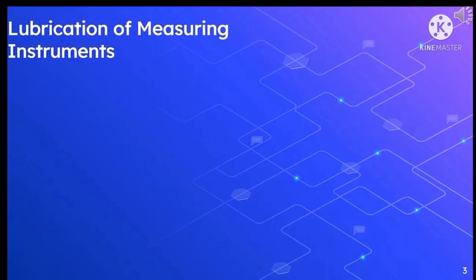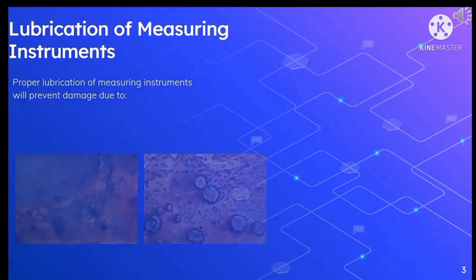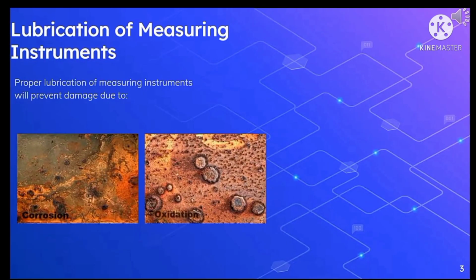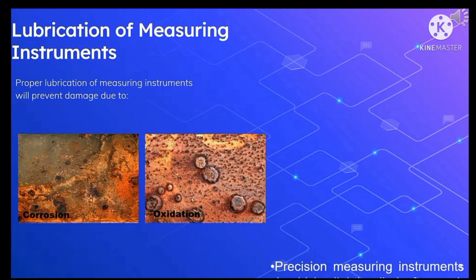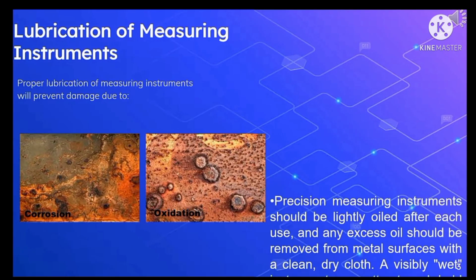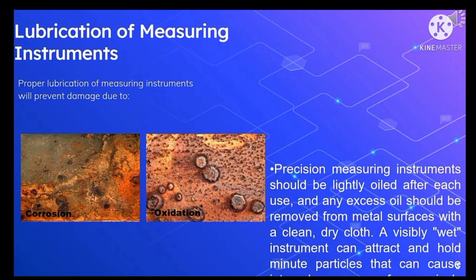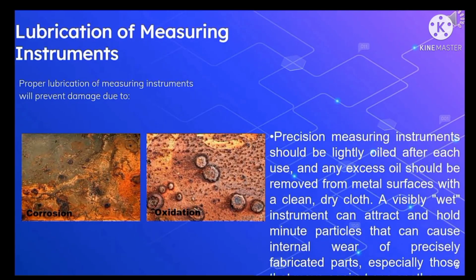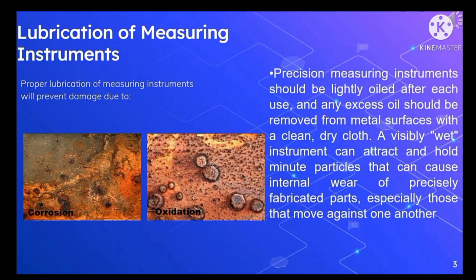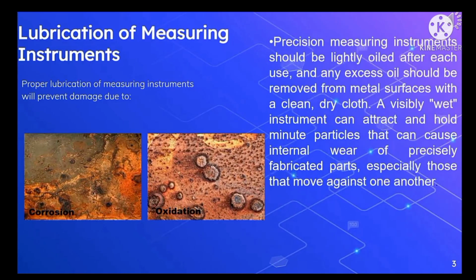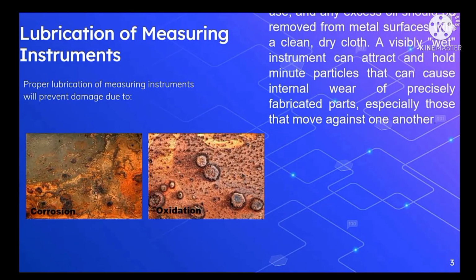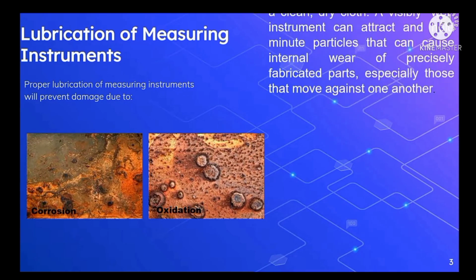Lubrication of measuring instruments. Proper lubrication of measuring instruments will prevent damage due to corrosion and oxidation. Precision measuring instruments should be lightly oiled after each use, and any excess oil should be removed from metal surfaces with a clean dry cloth. A visibly wet instrument can attract and hold minute particles that can cause internal wear of precisely fabricated parts, especially those that move against one another.